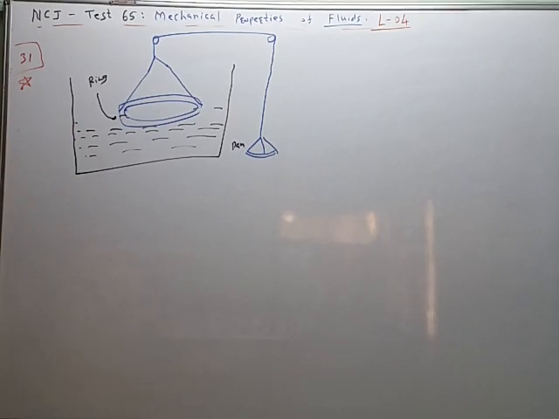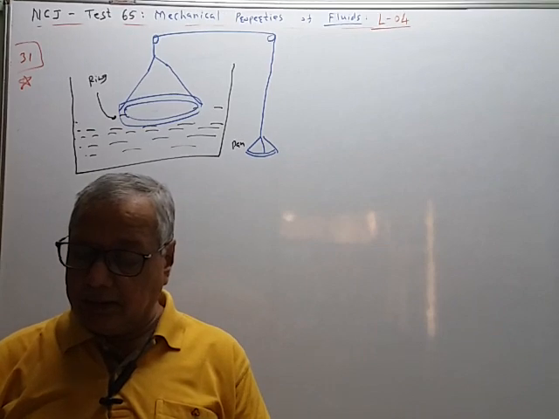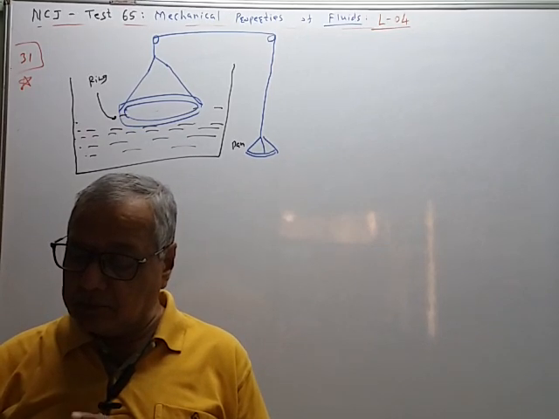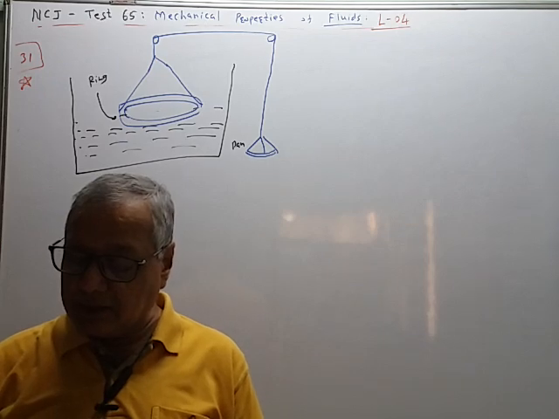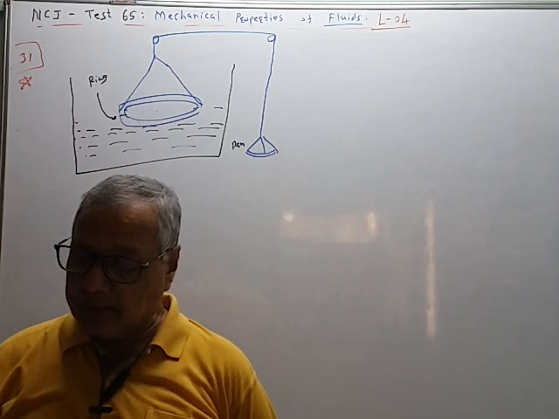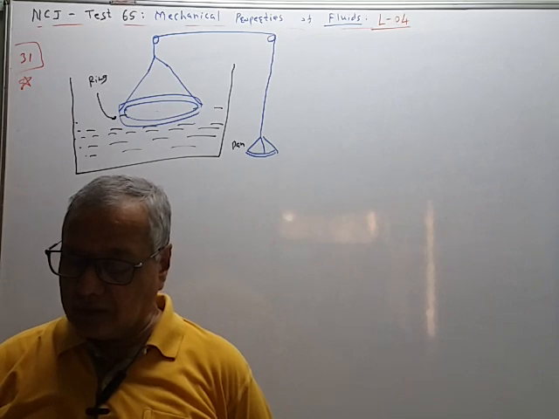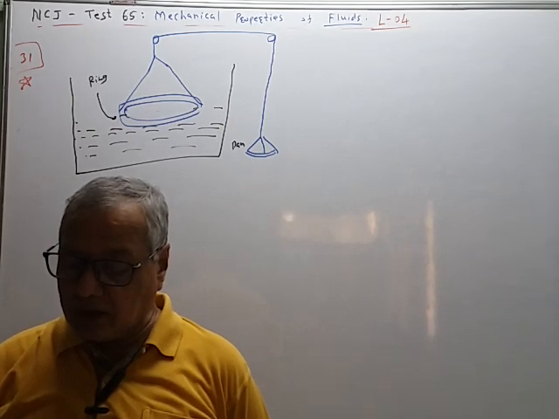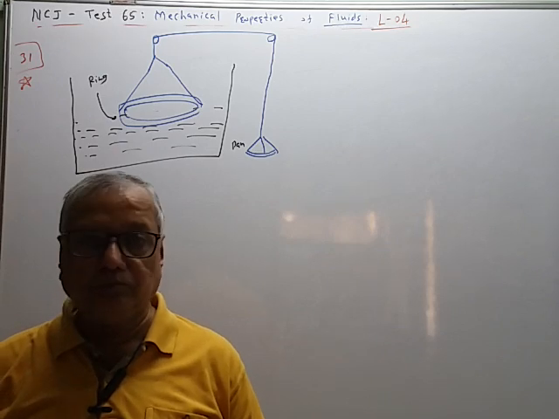Next, question number 31. A ring is cut from the platinum tube 8.5 centimeter internal diameter and 8.7 centimeter external diameter. It is supported horizontally from a pan of a balance so that it comes in contact with water in a glass vessel. If an extra 3.47 gram weight is required to pull it away from the water, the surface tension of water is equal to.